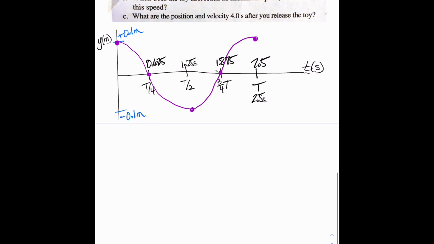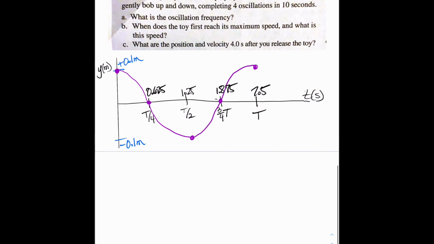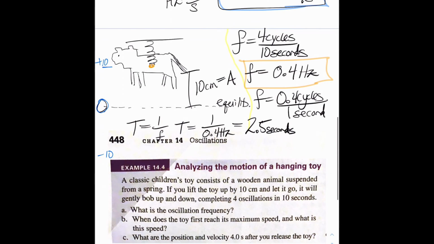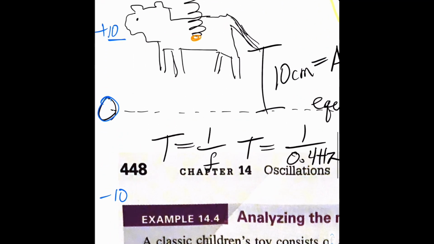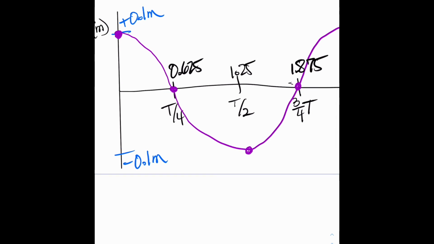So let me go ahead and erase this. This doesn't have to be there. All right, so we have these different time values right here. And the question says, when does the toy first reach its maximum speed? Well, we know its maximum speed is reached when, oscillating on the y-axis, it hits equilibrium. So where is the first time it hits a position of equilibrium, which would be at 0? So that's what we want to know. And then coming down here, we can see that that would happen when the position is 0, which is at T over 4, which is 0.625 seconds.